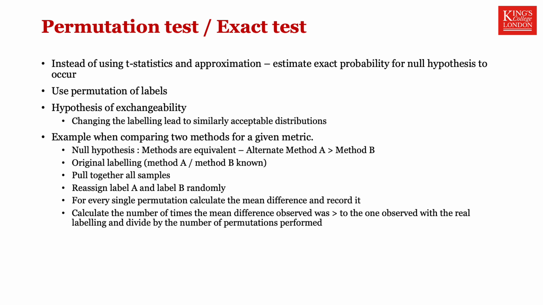So then you will calculate the number of times that the mean difference you observed was larger than the one that you observed with the real labeling. And you divide it by the number of permutations that you performed to get the exact probability of difference. And that's your exact test. But that is only exact when you have gone through all possible permutations, which obviously may be extremely computationally costly. So that's for the permutation test that I wanted to mention.